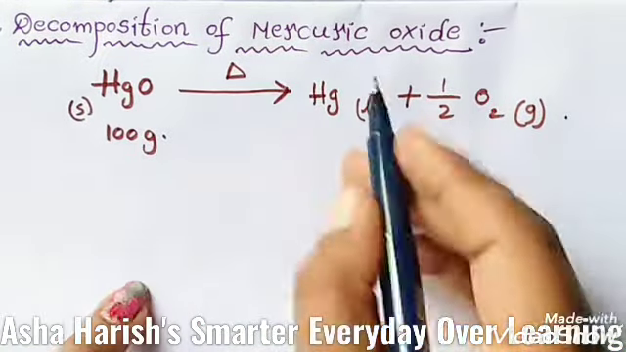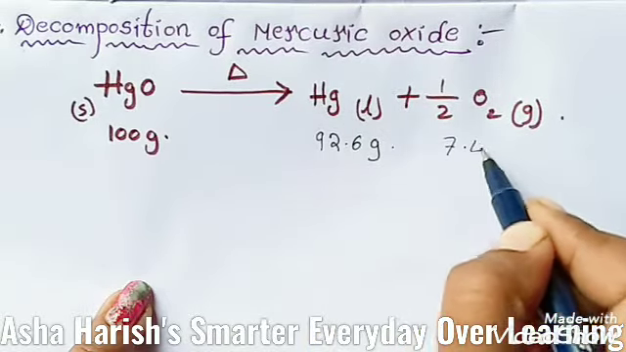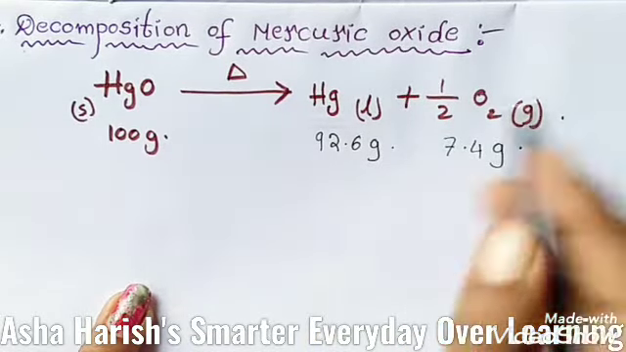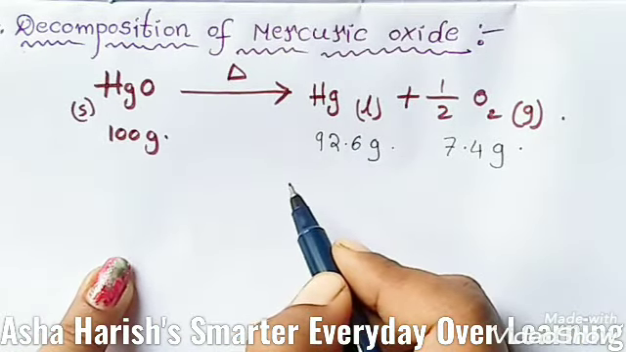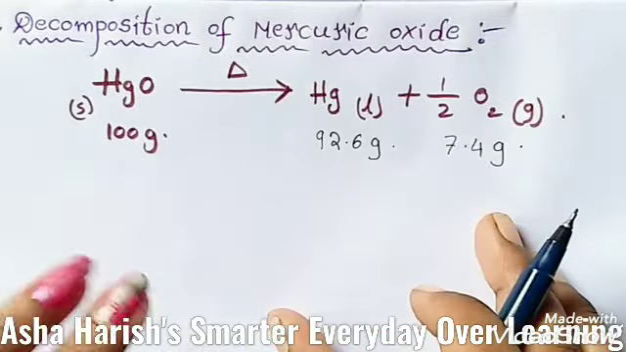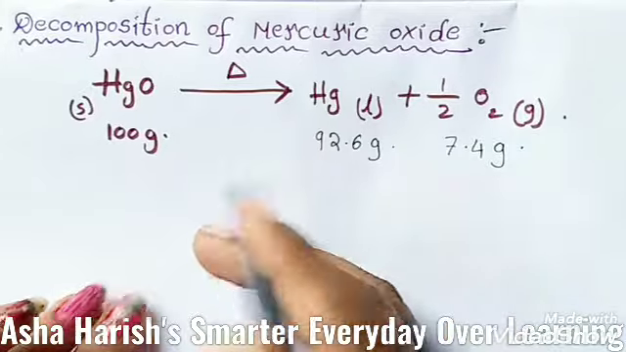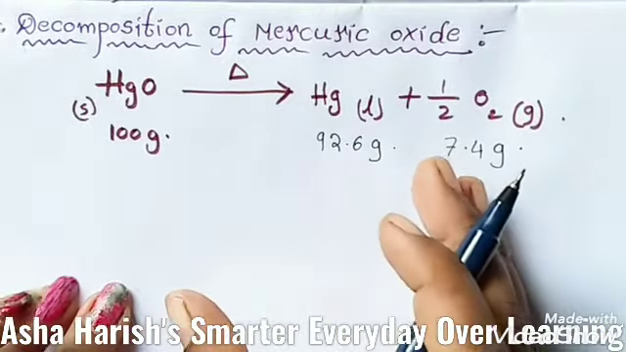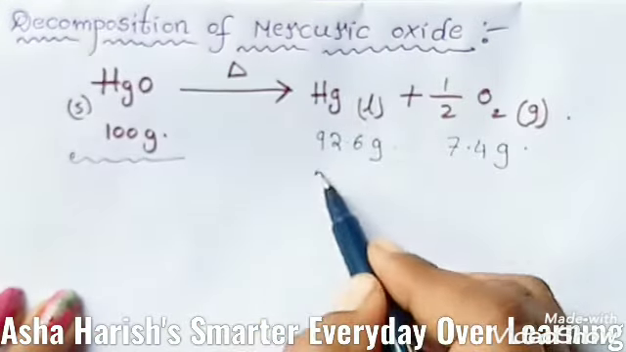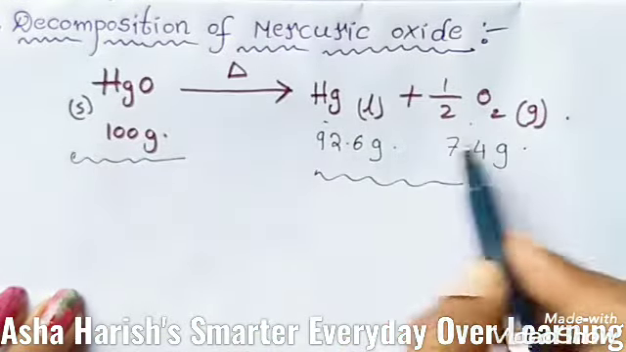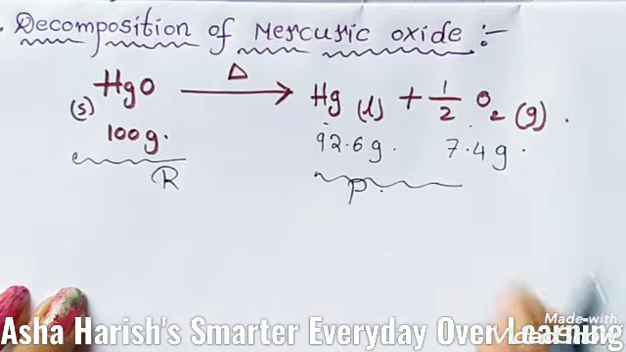Here students, 92.6 grams of mercury and 7.4 grams of oxygen. Thus, during the above decomposition reaction, matter neither gained nor lost. Mass and energy are interconvertible, but the total sum of the mass and energy during any physical or chemical change remains constant. We have to prove that. Here the weight of mercuric oxide and the weight of the mercury and oxygen together are the same. These are the reactants and these are the products, according to the law of conservation of mass.